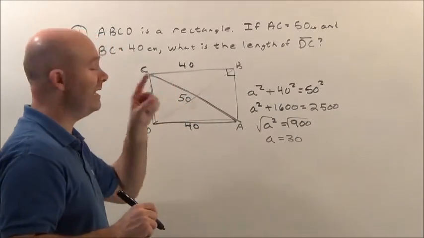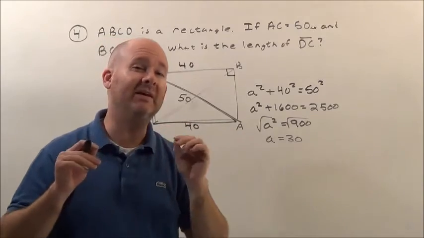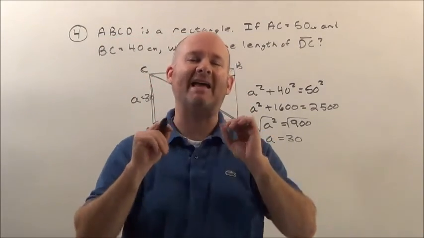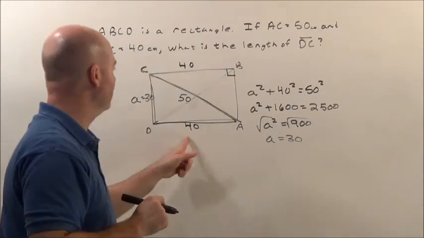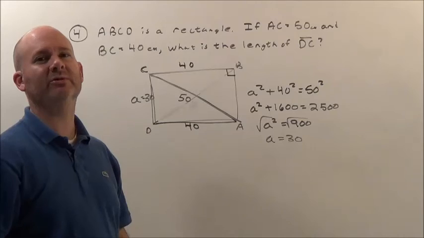Again, rectangle, special thing. Right angles in the corners, but the other big thing to always look for, especially on the SOL, is the diagonals will be exactly the same length. But in this problem, what we were looking for was that length on the side, and it was 30 for us.